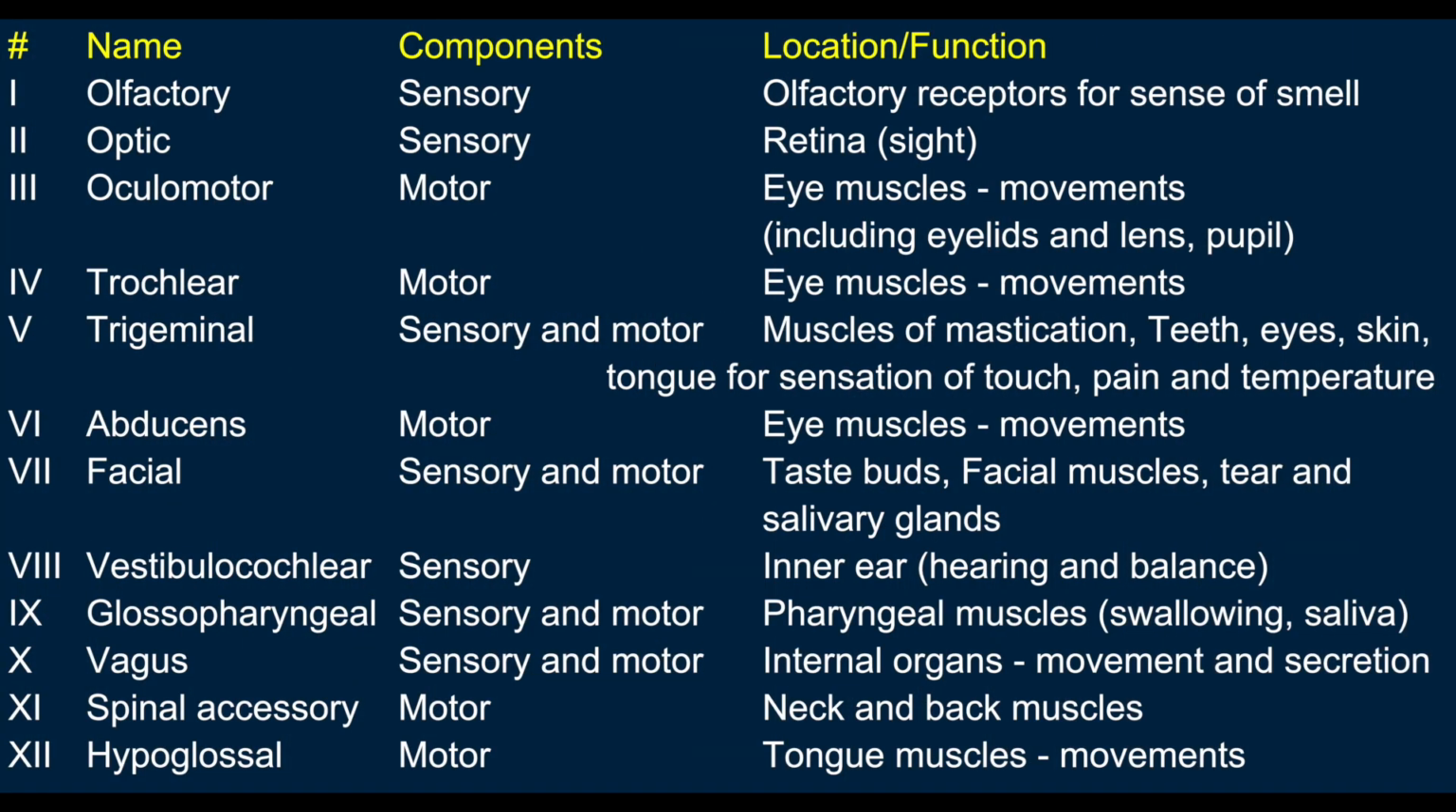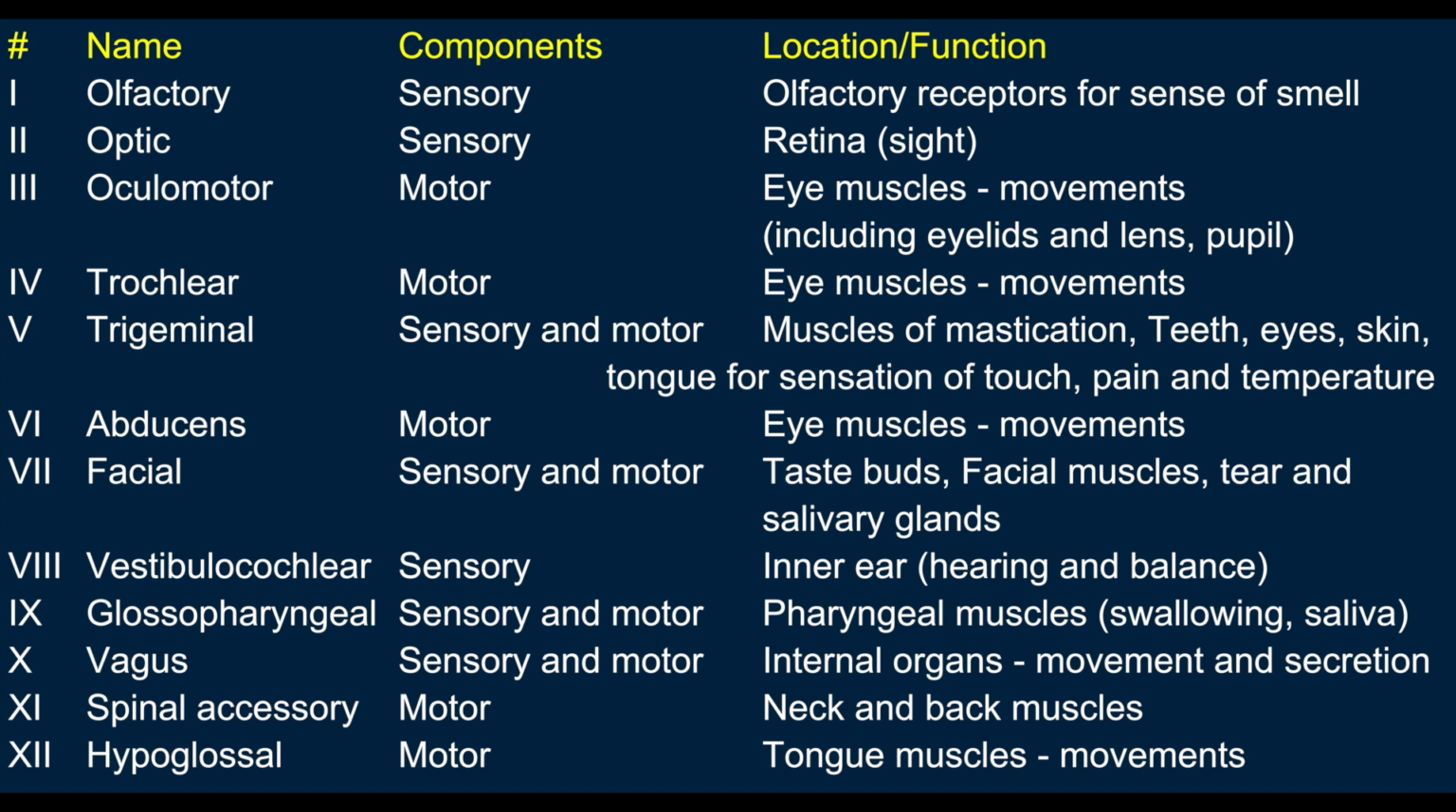The first cranial nerve is olfactory nerves, is a sensory. These are the nerves of sense of smell. The second one is optic nerves, also sensory. These are the nerves of the sense of sight. Third one is oculomotor, is motor. It helps for eye movements. The fourth one is trochlear, is a motor again for eye movements.